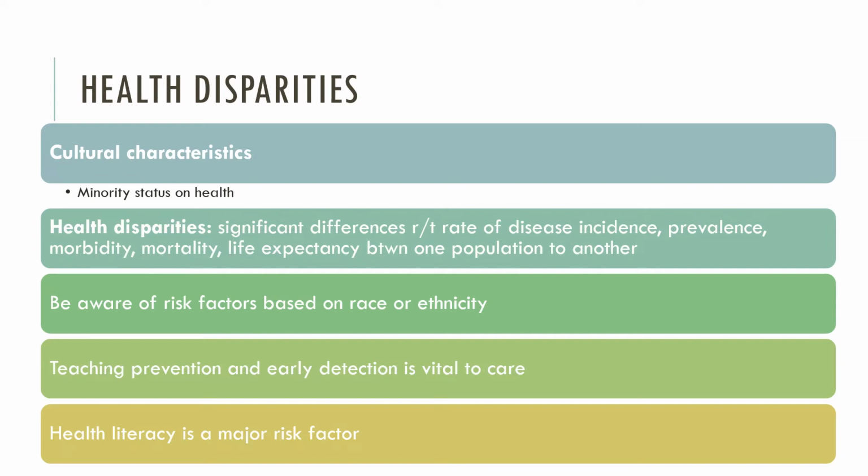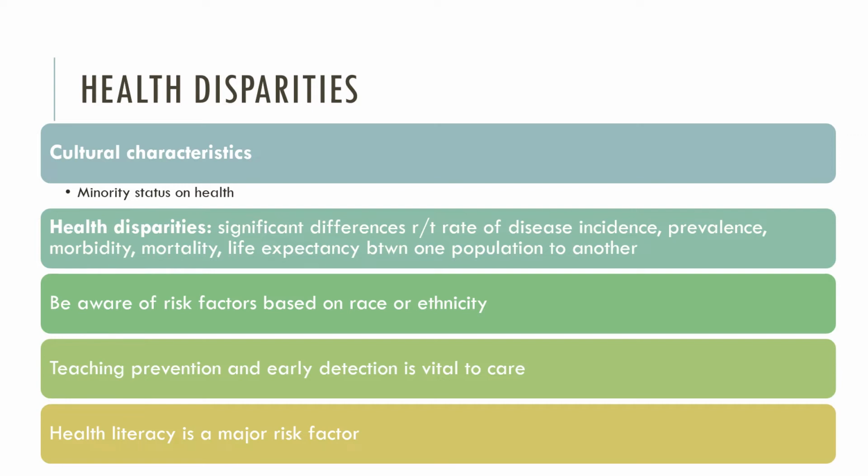Health disparities can be defined as significant differences with regard to the rates of disease incidence, prevalence, morbidity, mortality, or life expectancy between one population and another. Specific to the gerontologic population, despite improvements in overall health of our older generation, older adults in a racial or ethnic minority, older adults living in rural areas, and those with low socioeconomic status experience a disproportionate incidence of illness and premature death.